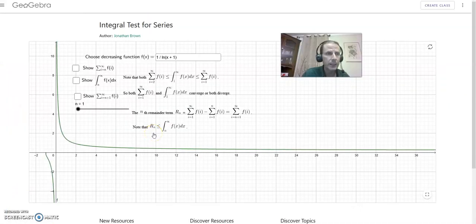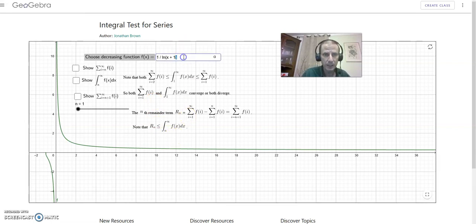I went ahead and made a GeoGebra activity to illustrate the integral test. For this activity, you can choose any function. However, what I say will only be valid if you choose a decreasing function. Right now, I've let the decreasing function be 1 over natural log of x plus 1, because, why not? What we can do is show the series summing from 1 to infinity of the f(i)'s.